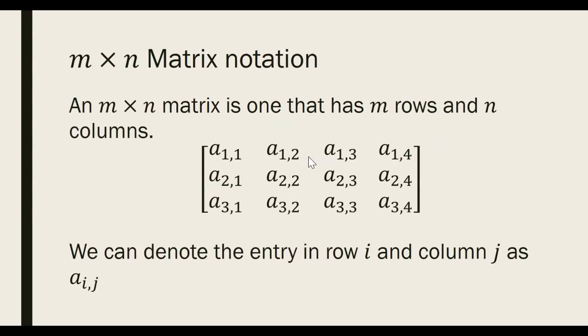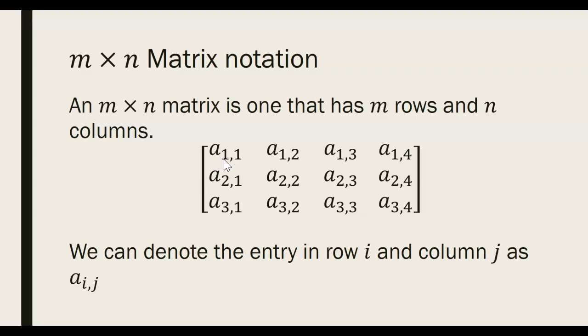So first off, let's talk about a little bit of the notation. We've already seen some of this. We know an M by N matrix has M rows and N columns. And what I've displayed for you is a 3x4 matrix. So we have 3 rows, 4 columns. And notice the notation on the entries.